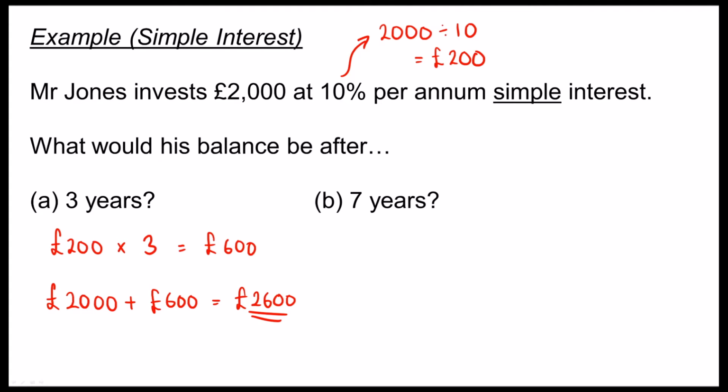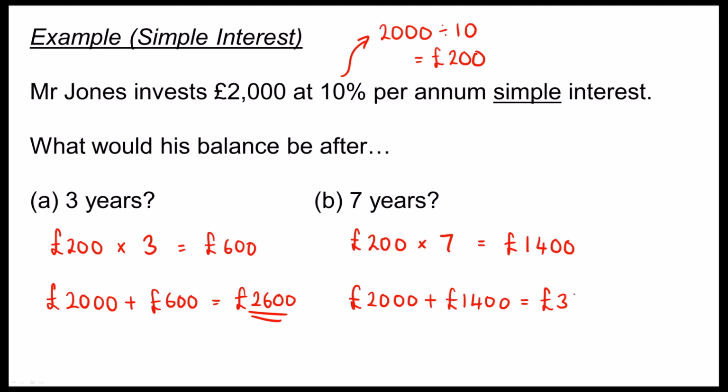In part B, I'm asked to work out the balance after 7 years, so I know each year he gets £200 interest. We would times this by the 7 years, and that gives a total interest of £1,400. Obviously we need to add this onto his original starting amount, that's £2,000, so we add 1,400 on, and that gives him a final balance of £3,400.